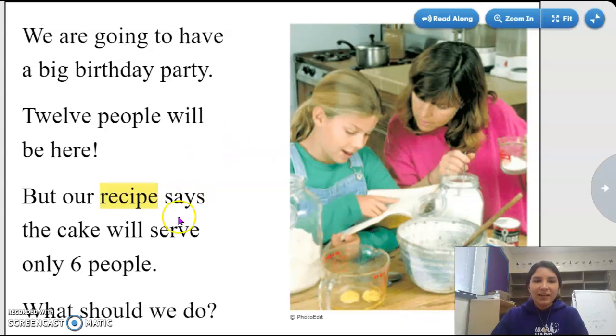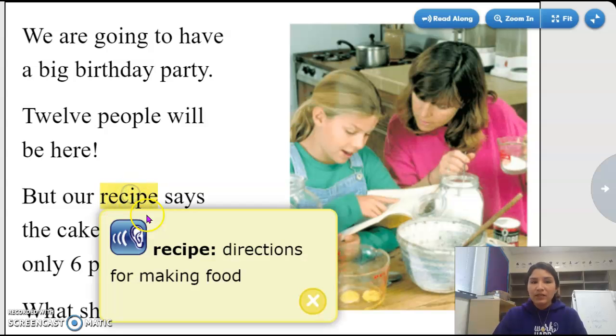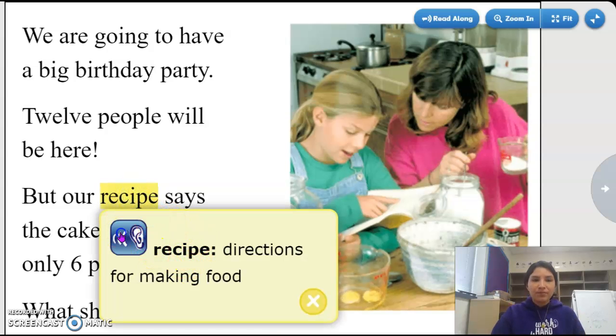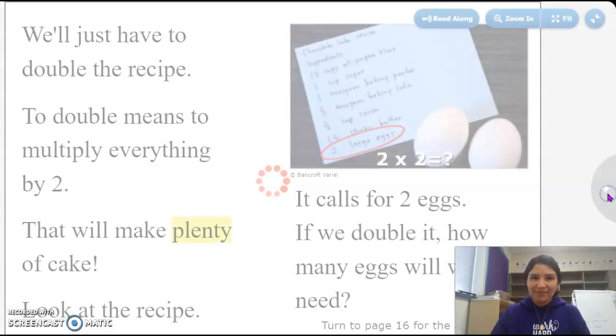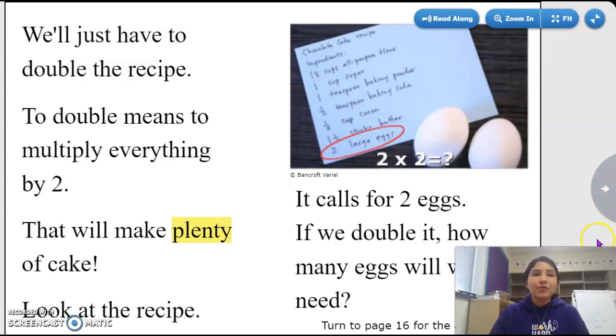Let's go ahead and click on this bold print, this word. It's a text feature. It wants us, the reader, to notice this word. Recipe. Directions for making food. We'll just have to double the recipe. To double means to multiply everything by 2. That will make plenty of cake. Look at the recipe. So here's the recipe.